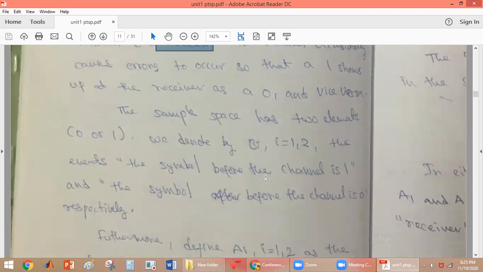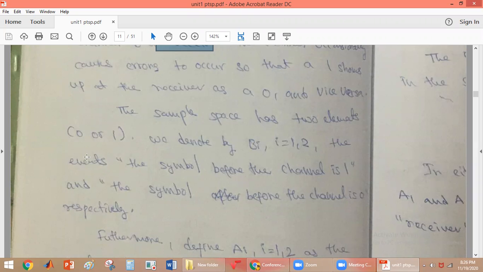Now our problem here is to obtain the probability of transmitting the signal correctly, that is, correct transmission and error transmission. What is correct transmission? When you transmit 1, you receive 1 only. When you transmit 0, you receive 0 only. Then it is called correct transmission. When you transmit 1 and receive 0, or transmit 0 and receive 1, then it is called error transmission.